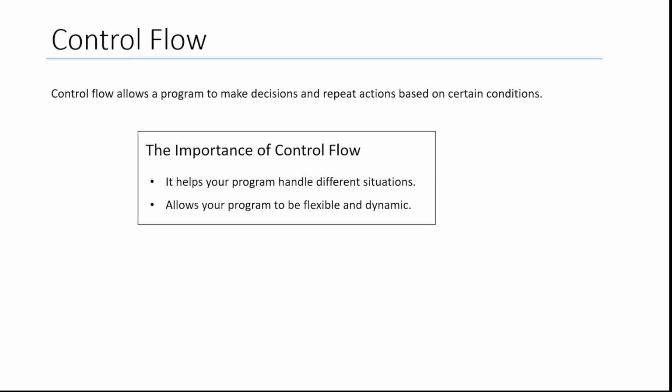Control flow in programming refers to the order in which individual statements, instructions or function calls are executed. It's all about directing the program's decision-making process through constructs like loops, conditional statements and functions, allowing the program to respond differently based on specific conditions. Understanding control flow is key to writing dynamic and responsive code. It makes your program flexible and dynamic.